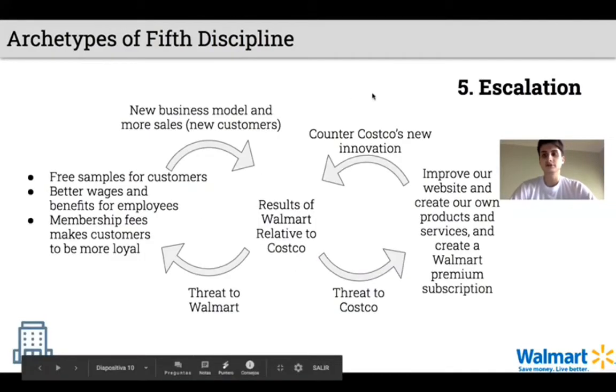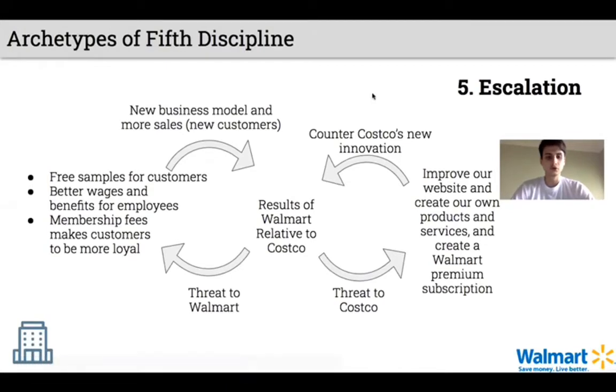We have the escalation type. A threat to Walmart we consider is Costco. Why Costco? It has better wages and benefits for its employees. It gives free samples to customers. In this way, customers try a new product and then when they like it, they buy it. And what's another thing Costco does? It has a membership fee, making customers more loyal. So Walmart must implement a new business model to obtain more sales and more customers.